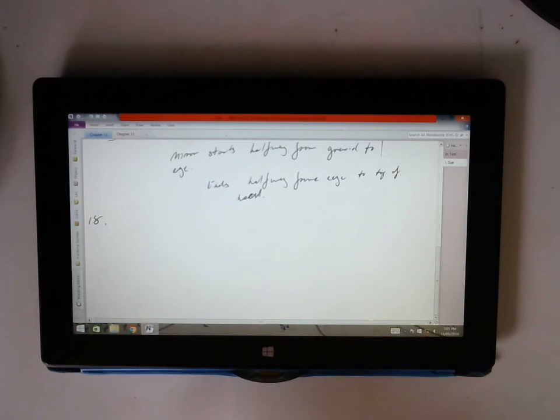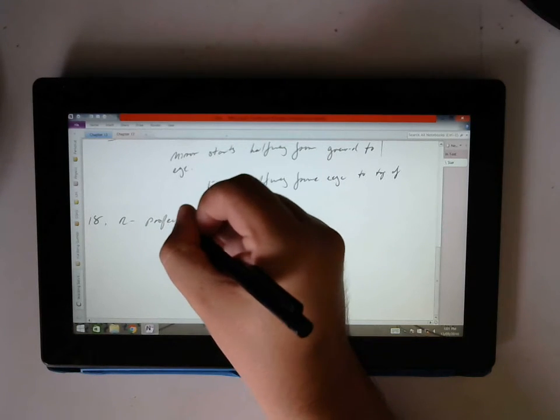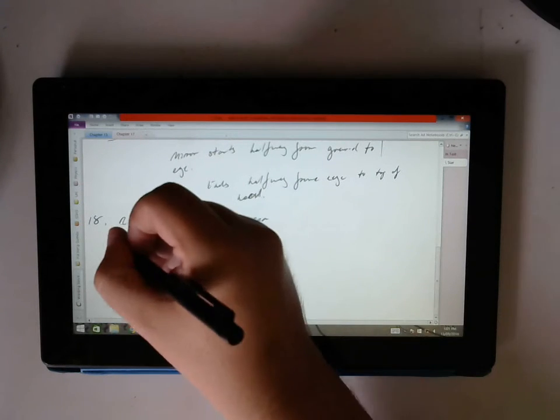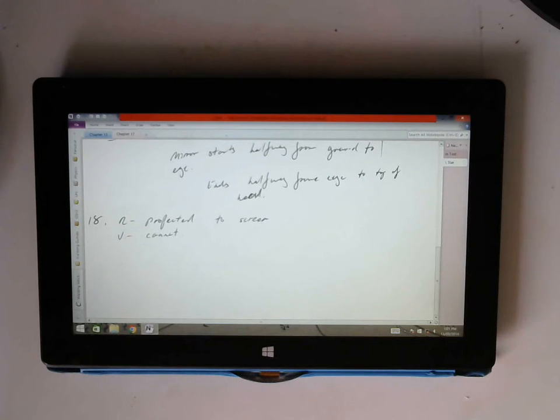18. Explain the difference between a real and a virtual image. Okay, so you want to go back to your definitions in the textbook for this, but a real image is something that can be projected to a screen, while a virtual one cannot. So if we think about our curved mirrors that we've seen, or at least you may not have seen it by this point, let's try to explain it without it then.